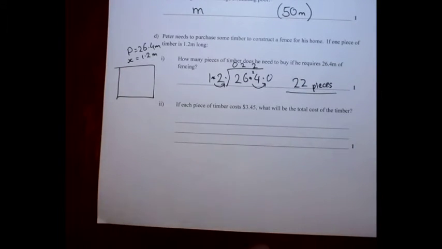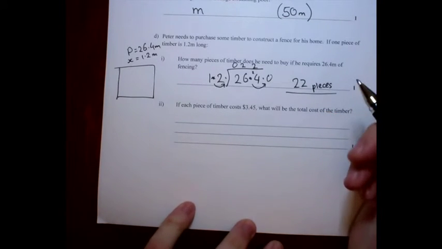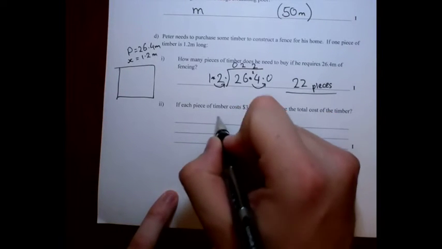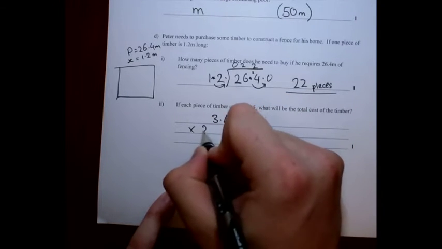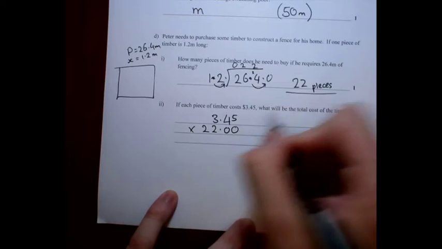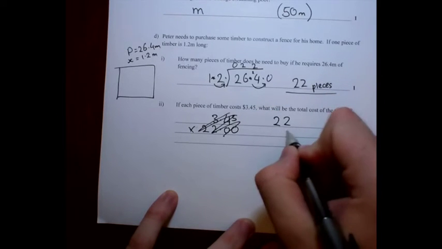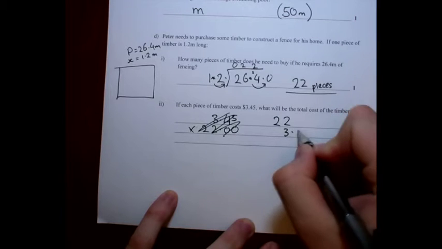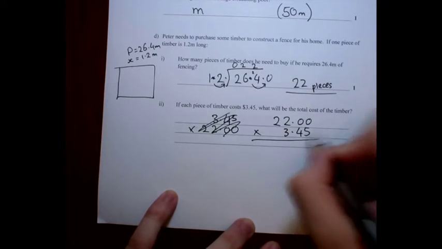Now down the bottom here, if a piece of timber costs $3.45, what will the total cost of the timber be? Well, of course, we just need to do $3.45 multiplied by 22. Okay, let's actually do these the other way around, because I find it's always slower to have our small number at the top. So we'll do our big number at the top with our multiplication.